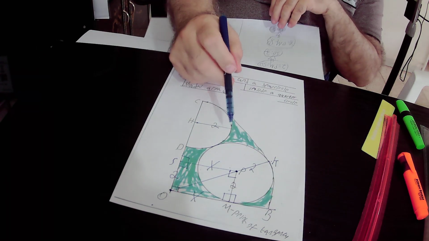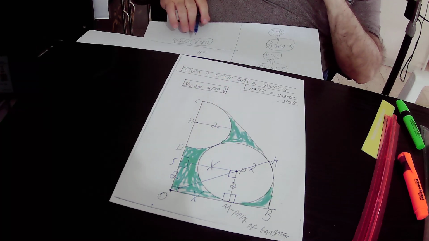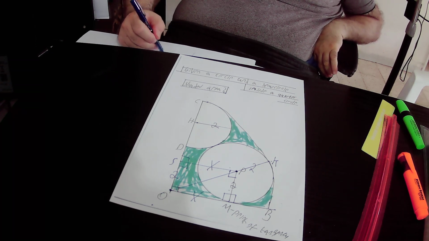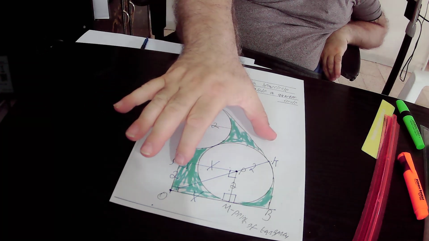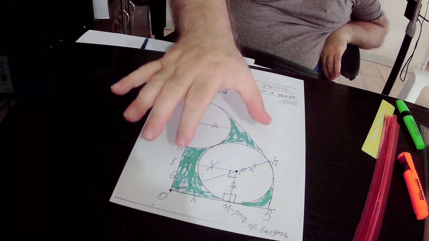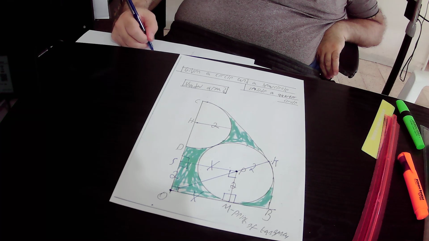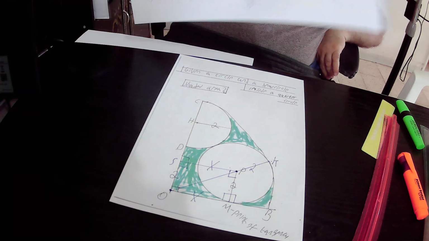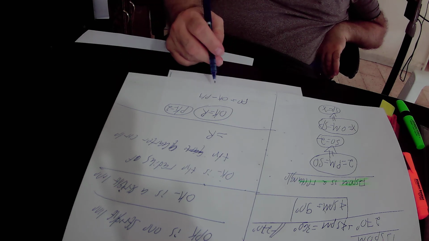So what is the value of line segment PO? It is very easy to see from the drawing that the value of line segment PO equals OK minus PK. Again, OK minus PK equals PO. I repeat again. From the drawing, it is very easy to see that PO equals OK minus PK.